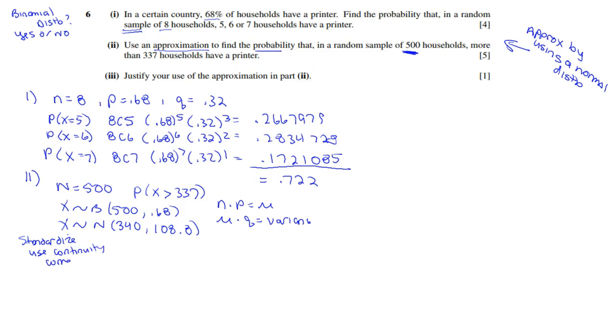And so in this case, it's always going to be a half above or half below. In this case, I want to know the probability that x is greater than 337, but it can't include the 337. So that means that instead of 337, I'm going to use 337.5 as my number. And then I'm going to use the z-score formula. I'm going to take away 340, and divide by the standard deviation, which is going to be the square root of 108.8. And that's going to give me my z-score.